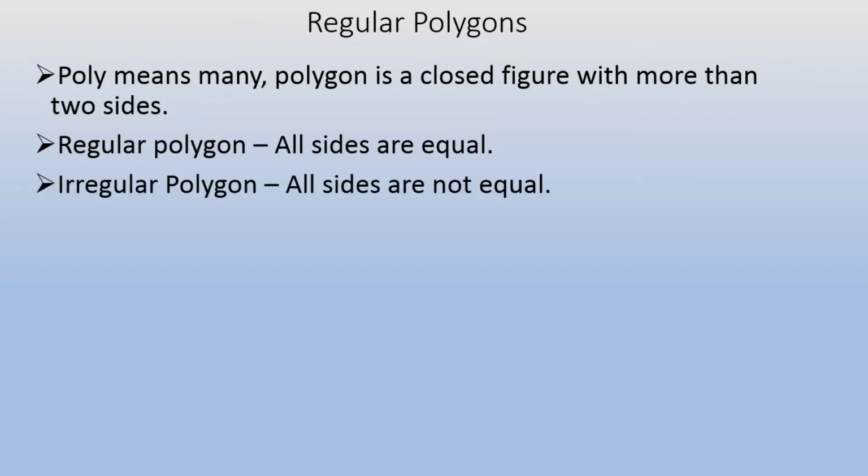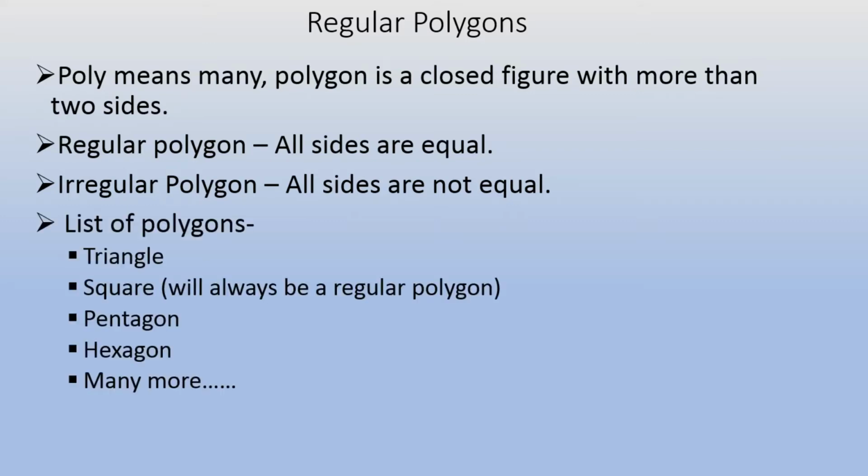And in polygons we will have regular polygons and irregular polygons. In regular polygons all sides will be equal. For example, in square all sides will be equal. That is going to be called a regular polygon. An irregular polygon means all sides will not be equal. But in our context we will be dealing with regular polygons only, and that too triangle, square, pentagon, hexagon, and many more are there like octagon, septagon, but here we are limited to hexagon only for this course. So we'll see now how to draw them one by one.